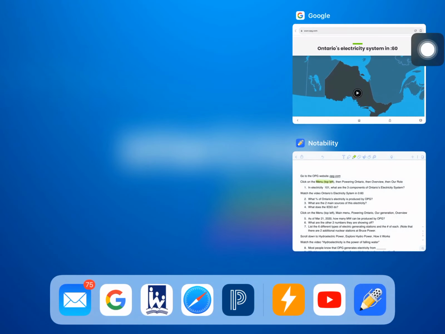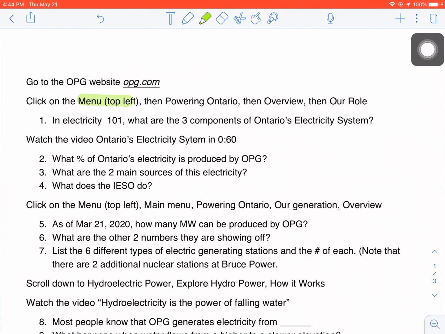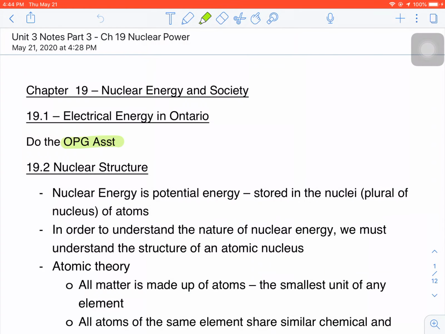Okay, so let's go back to Notability. Let's go back to nuclear power. And this note is actually already up in the Unit 3 Energy, Work and Power folder in Mr. Senna's notes. So you'll see Unit 3 notes, Part 3, which is nuclear power.